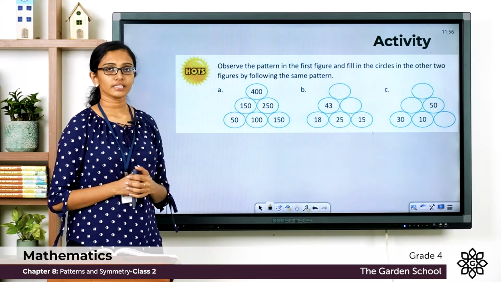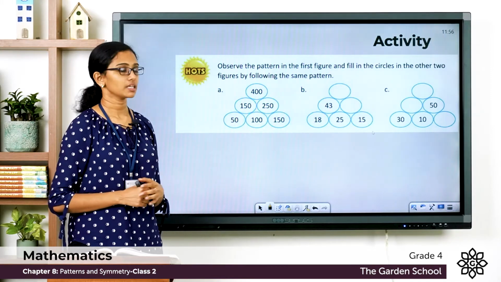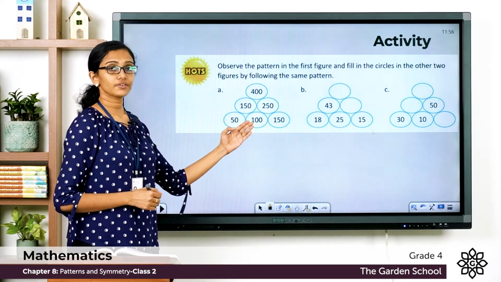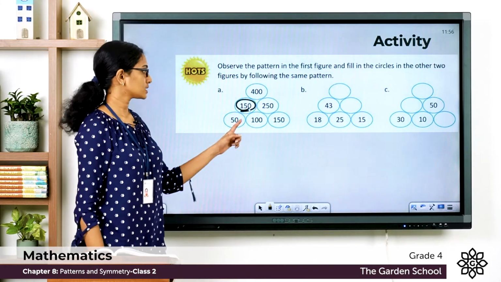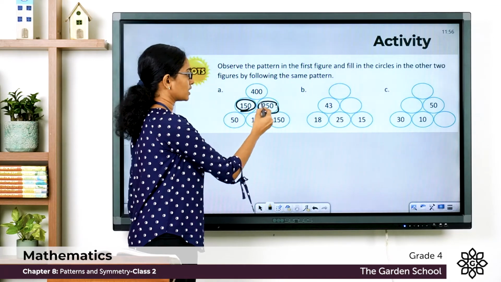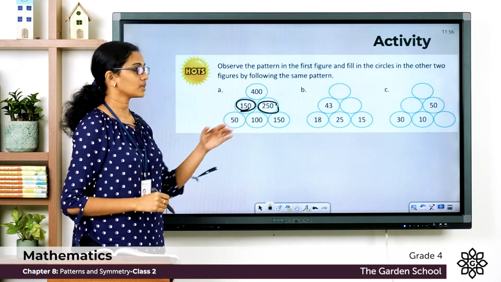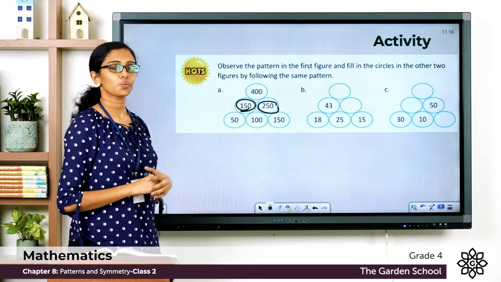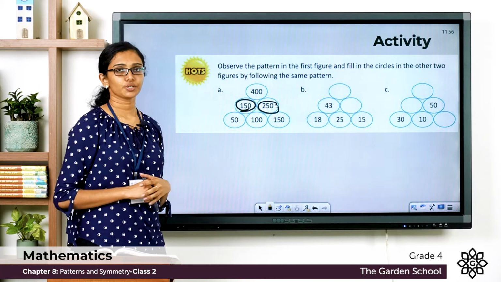So in the first case, observe the numbers 50, 100 and 150. 50 plus 100 is equal to 150. That 150 we have here. And 100 plus 150 is equal to 250. Now these numbers are added to get the number on the top. 150 plus 250 is equal to 400. Use the same pattern to fill in the circles in the other two questions.